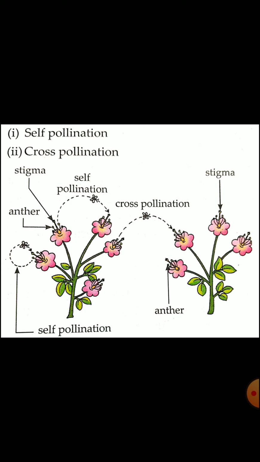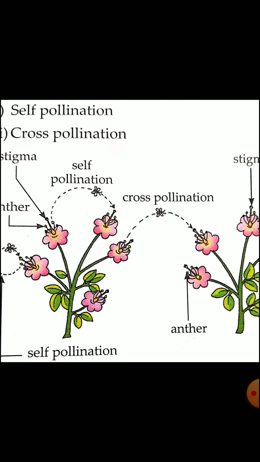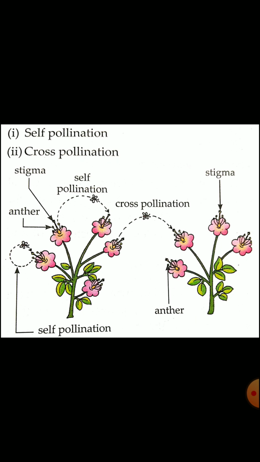With this diagram, now we will learn what is self-pollination and what is cross-pollination. It is clearly visible here in this picture. In self-pollination, pollination is taking place in the same flower, or between two flowers of the same plant. In cross-pollination, pollination is taking place between two flowers of two different plants of the same species. So these are the two different types of pollination, self-pollination and cross-pollination.